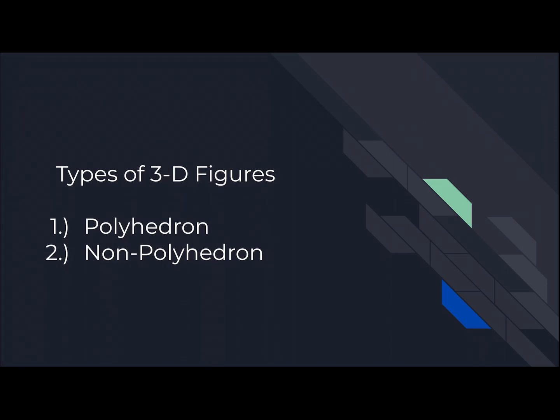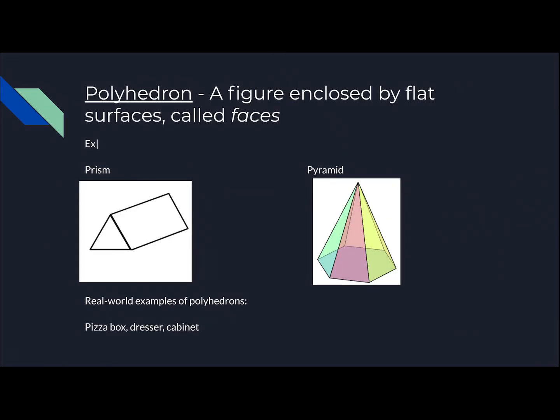So there are two different types of 3D figures. One is called a polyhedron, and the other is called a non-polyhedron, okay? The ones that we're really going to be focusing on are polyhedrons. So what is a polyhedron? It's a figure enclosed by flat surfaces, and these flat surfaces are what we call faces, okay? We have two different examples of these. We have what's commonly called a prism, and we have what's called a pyramid, okay?